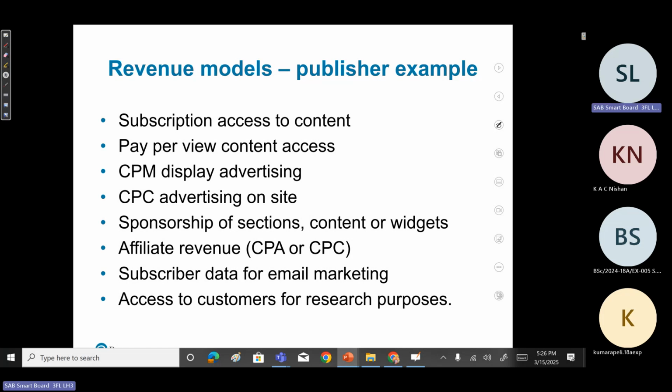8 models. What are these eight? What are these ones?